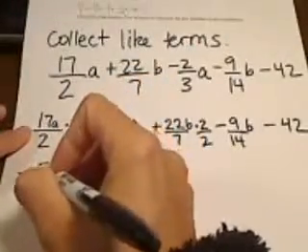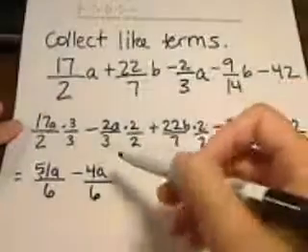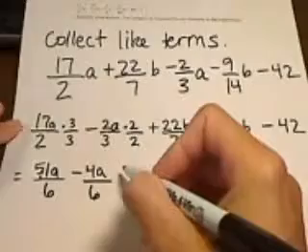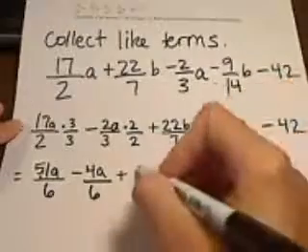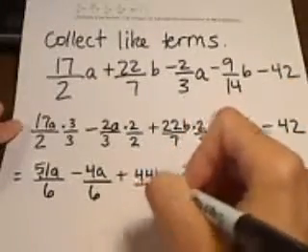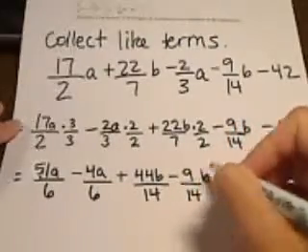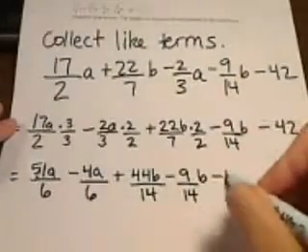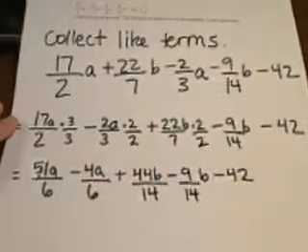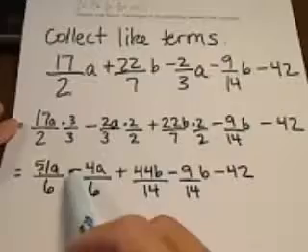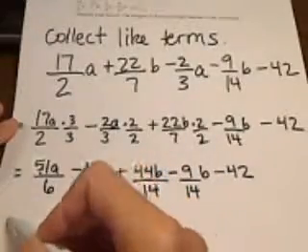Okay, so that is 51. And then the 2a times the 2 over 6, so that's 4a over 6. Here I'm going to get 22 times 2 is 44b over 14, and then I have minus 9 over 14b. Okay, and then I'm bringing along my minus 42. Now that we have common denominators, we can bring the numerators together and perform the operation there.